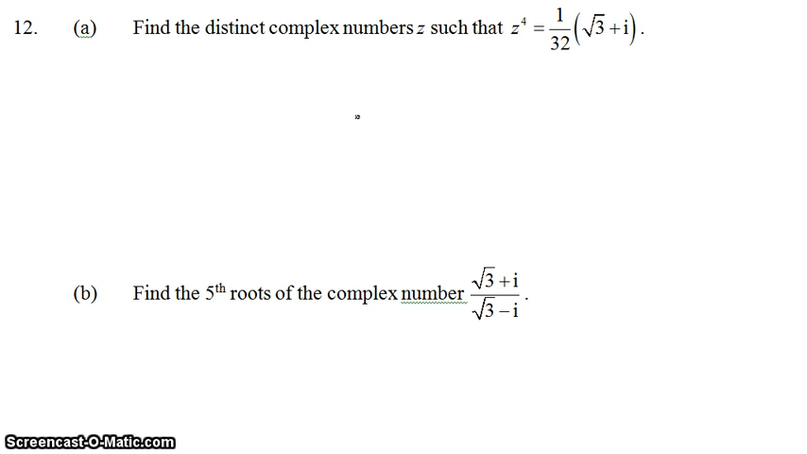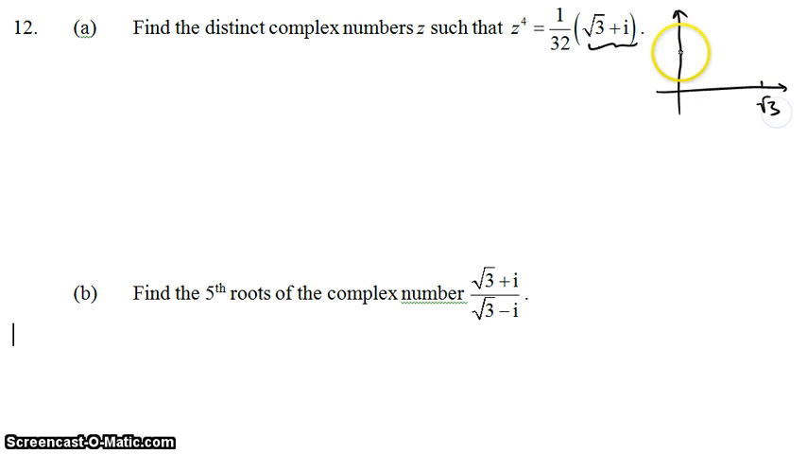Question 12. Find the distinct complex numbers z such that z to the power of 4 is equal to 1 over 32 times (root 3 plus i). So again, if you look at this number, root 3 plus i, you can probably figure out where I'm going to go with this. I'm going to look at this on the Argand diagram.